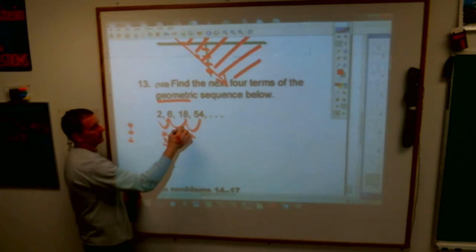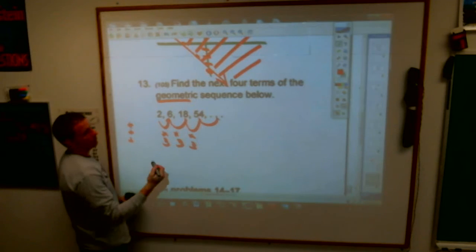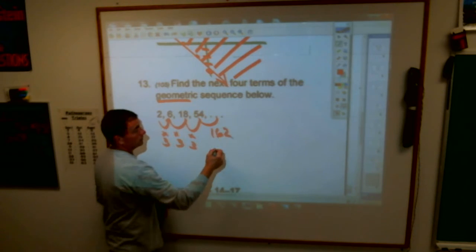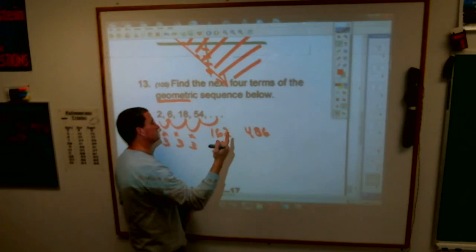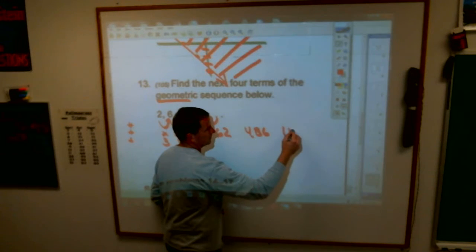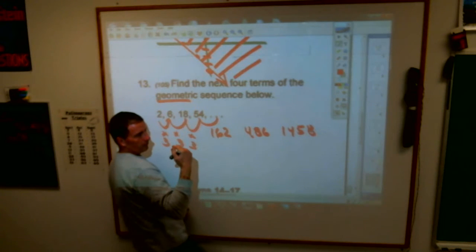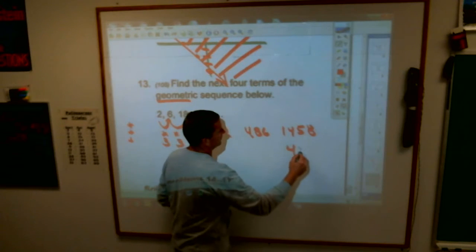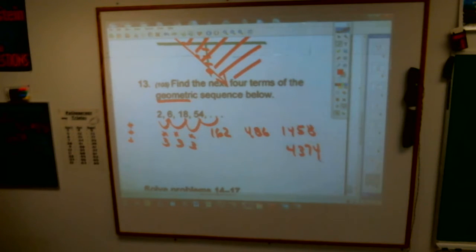6 times 3, 18 times 3. So the next one is going to be, wait, what does it say? The next 4 terms. So 54 times 3 is 162. 162 times 3 is 486. 486 times 3, what's that? 1458? Yeah. And that times 3 is 4374. Multiply by 3.